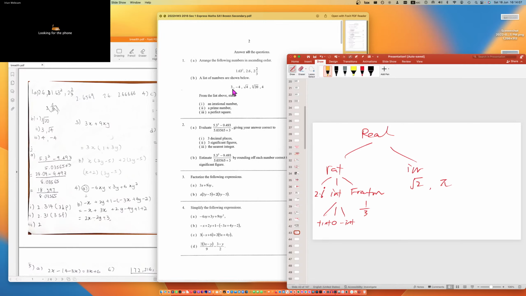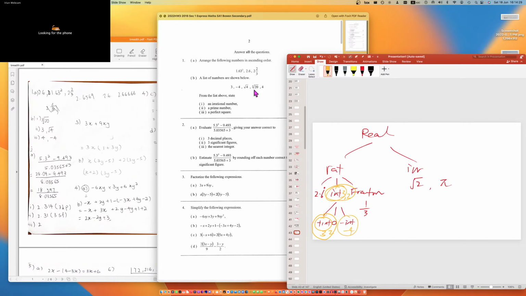Okay, good. Then the 3 falls into what? Integer, or positive integer, right? Then the negative 4 is for here, negative integer, right? And then the square root of 4. Square root of 4 is 2, right? Yes. So 2 is rational, under this one or this one.